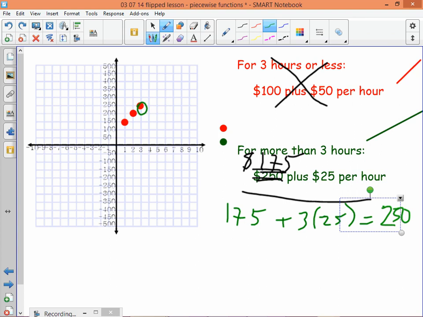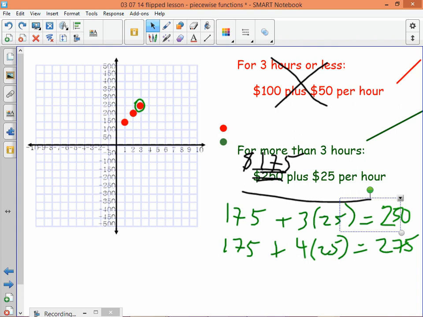Okay, and so the first point there, even though we can't really use it, would be 3 comma 250, and that's the reason it's actually right on top of that last red one that I had drawn. That's the reason that I changed this to be 175, because I wanted the points to overlap at the point where x equals 3. For the rest of them, we don't have to worry. So when we go to do the next one for 4 hours, we've got 175 plus 4 times 25, which is 175 plus 100, or 275. Okay, so my next point is going to be at 4 comma 275, which is going to be right about there.